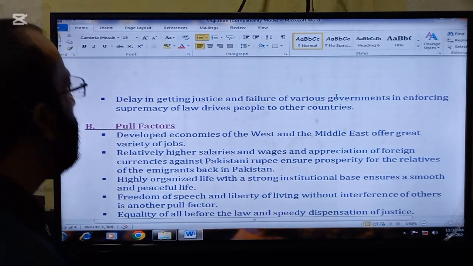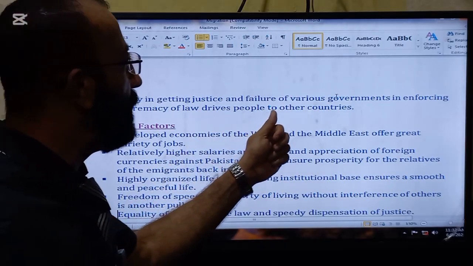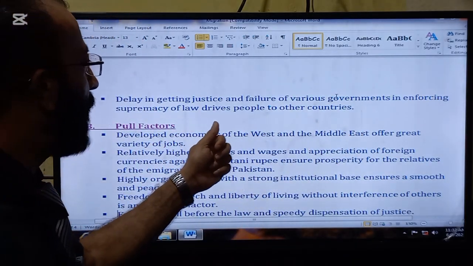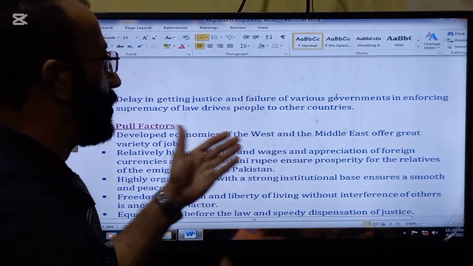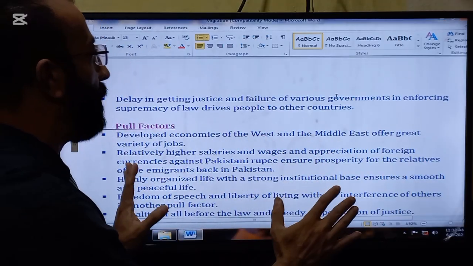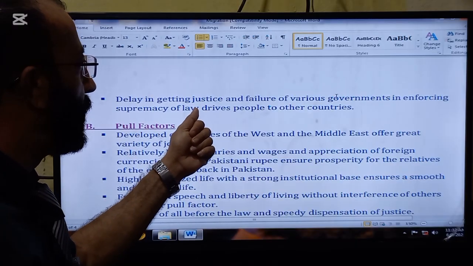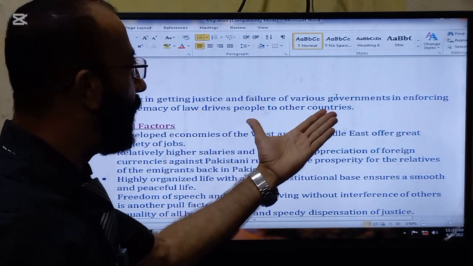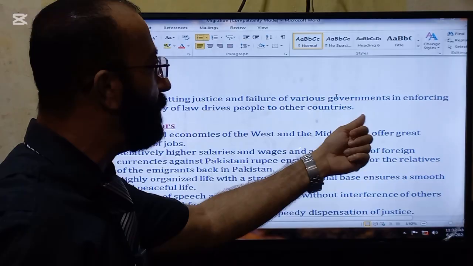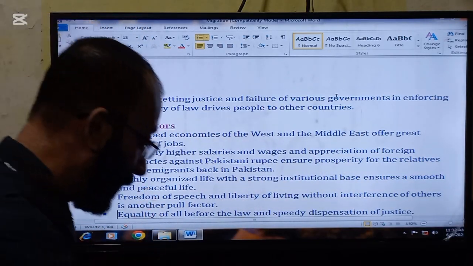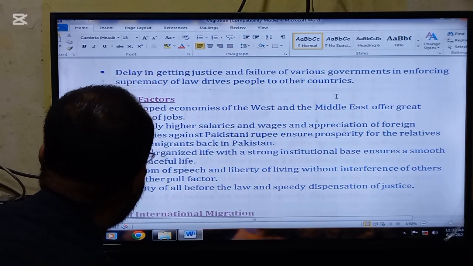Delay in getting justice and failure of the various governments in enforcing the supremacy of the law drives people to other countries. So this is another very big problem in Pakistan: the delay in getting justice and the failure of the various governments in enforcing the supremacy of the law. So this is a very strong reason due to which people are leaving Pakistan.